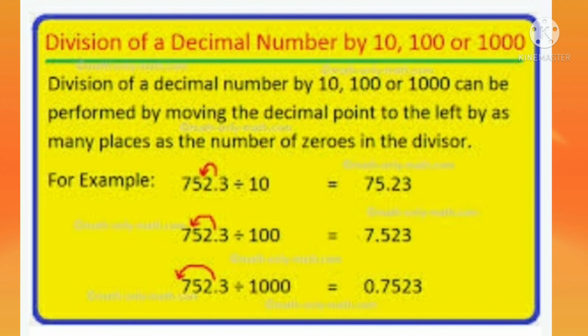Now, to summarize, division of decimals by 10, 100 or 1000 can be performed by moving the decimal point to the left by as many places as there are zeros in the divisor. We can clearly understand that in the examples given in this slide. I hope I am clear with all the basic facts of division.